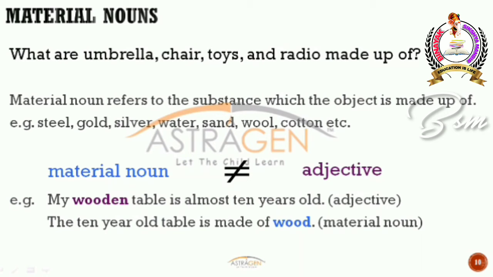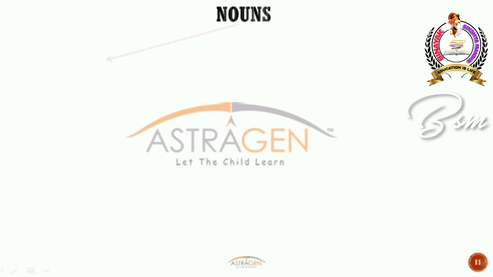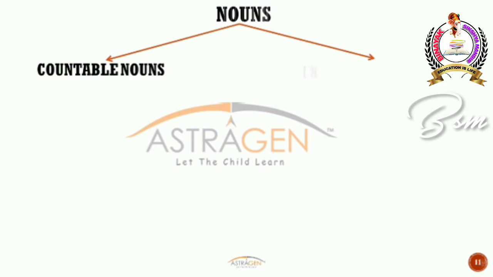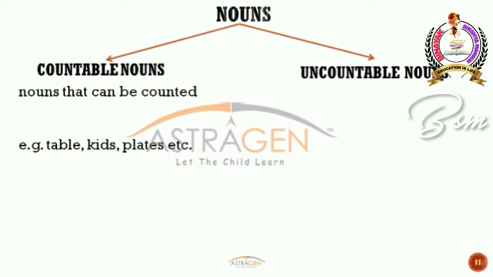So let's go ahead and check about the countable and uncountable nouns. So material nouns are again divided into two types: countable nouns and uncountable nouns. So what exactly are countable nouns? The nouns that can be counted in numbers 1, 2, 3, 4, and etc. All those nouns will come under countable nouns. For an example, table, kids, plates, and etc.